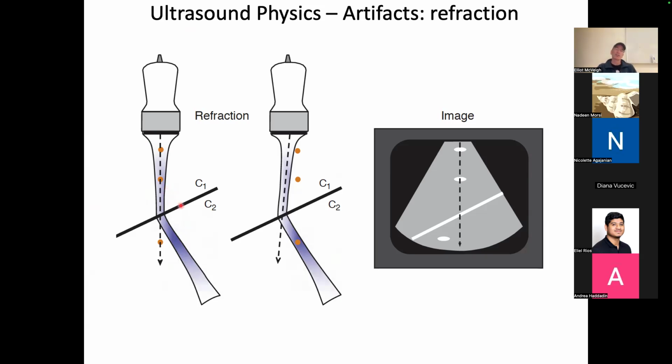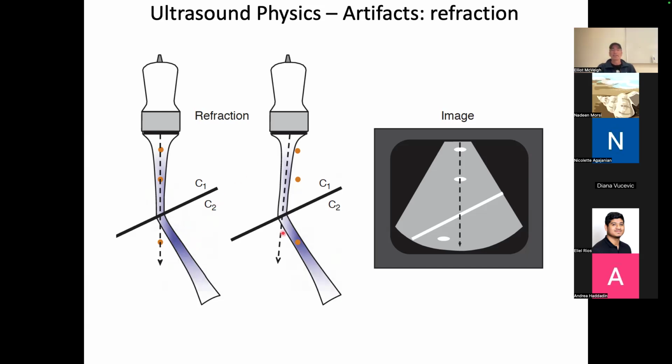What happens here is you're going to see an object in an incorrect position because of the refraction of the wave at that interface. And it's like light. When you look inside a glass and you say, where is the spoon? You get it wrong because of the way the light bends when it comes through the interface.